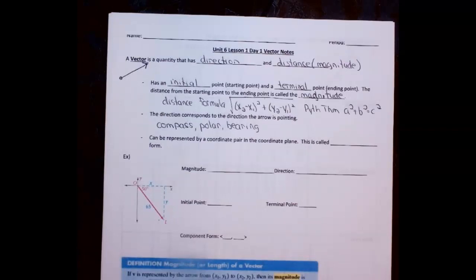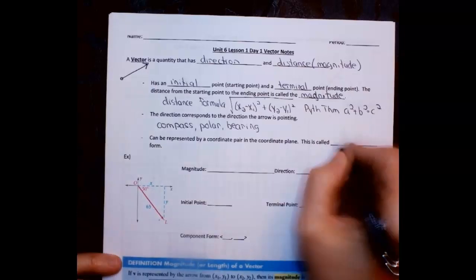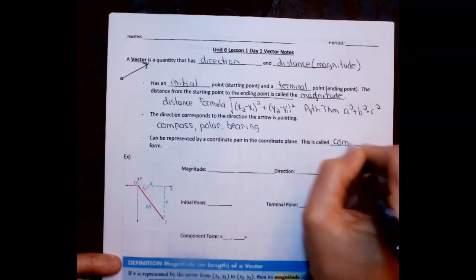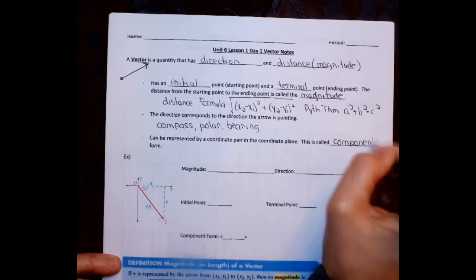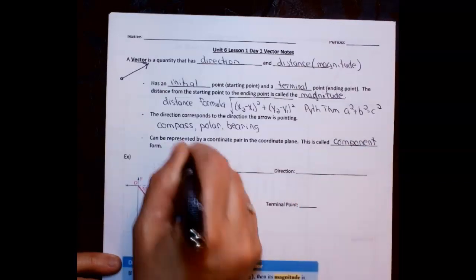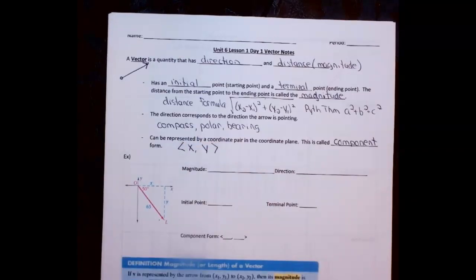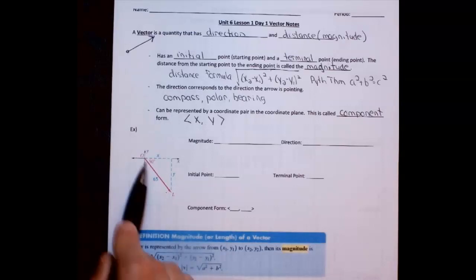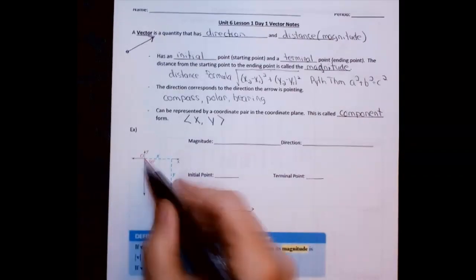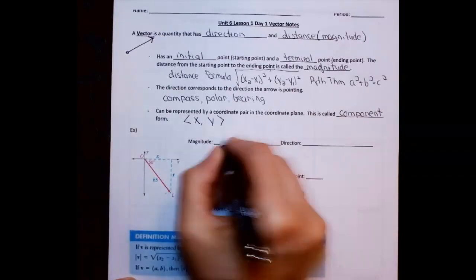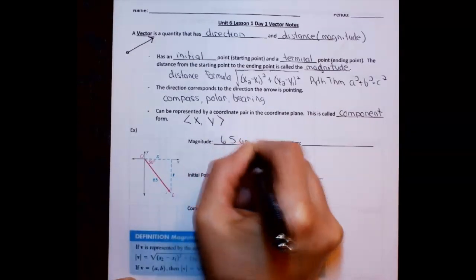It can also be represented by a coordinate pair in the coordinate plane. This is called the component form, and it looks like the following. We put x comma y. Notice we're not using parentheses, but we're using brackets. That denotes that it's a vector and not just an ordered pair. So let's take a look at this specific vector right here. Its magnitude is this length right here, which is the 65 units.